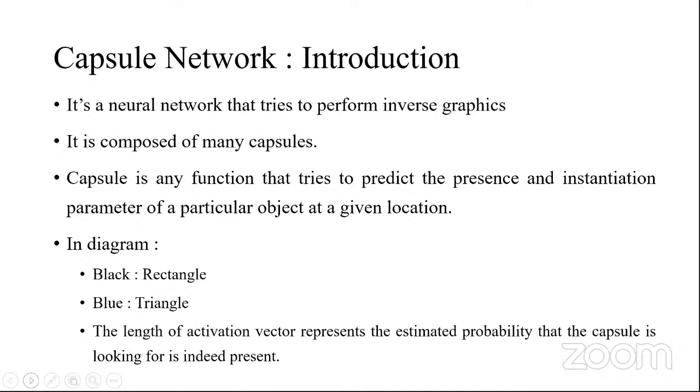A capsule, we know, is a group of neurons that outputs different properties. We have seen the lion object, right? It is the same entity, but it has different properties, and it predicts the presence. Based on the example I have given, the capsule is any function that tries to predict the presence and the instantiation parameters of a particular object at a given location. The capsule network contains several sets of capsules. It is reusing the output from several of those capsules. We will see this in one example in the further slides.